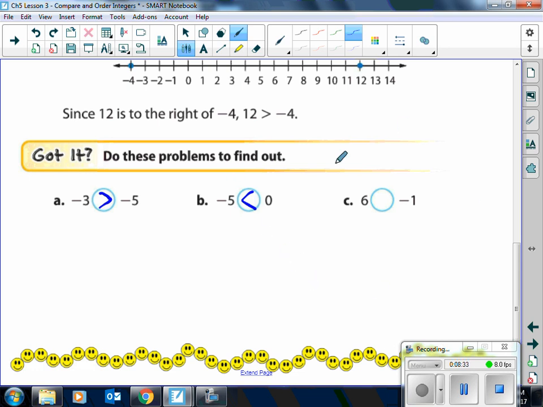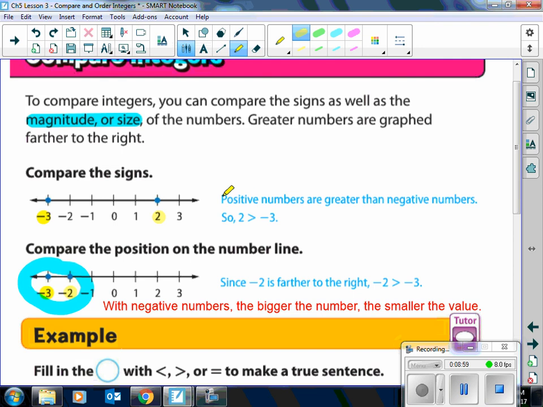Here, let's take a look at negative 6 compared to negative 1. What symbol goes in there? Greater than. And of course, we don't have to look at a number line or think too much on this one, because one is positive and one is negative, and the positive is always greater than the negative. As a matter of fact, I want you to write this point down: positive numbers are greater than negative numbers. That's pretty obvious, but you never know. Let's put it in our notes.